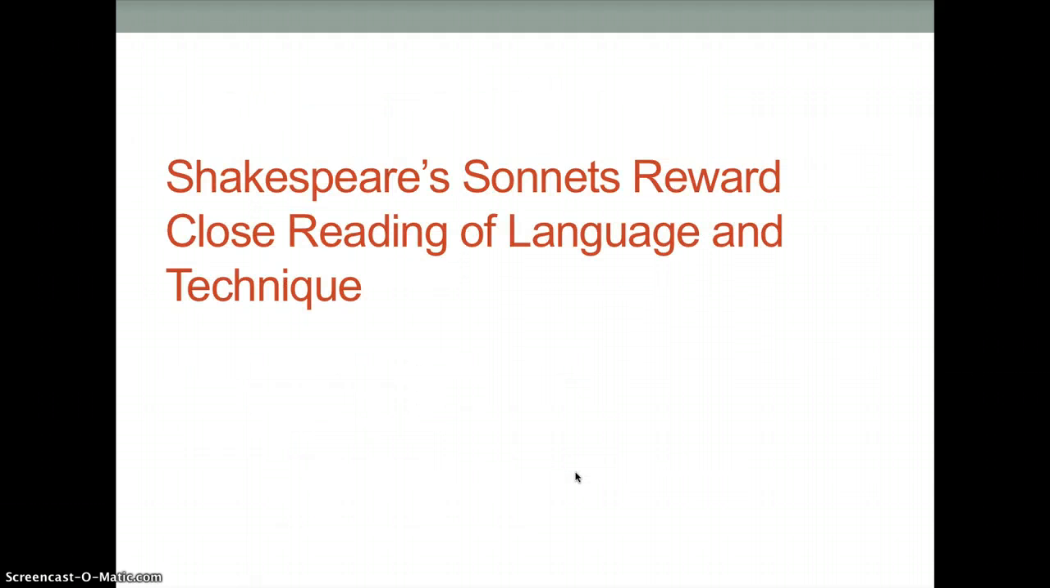So I know this has been a bit of a race. I'm trying to keep it all under 15 minutes, but what I'm hoping is you can get a sense of how Shakespeare's sonnets reward close reading of both language and technique. And I'm hoping you'll be able then to apply that to some of his other poems.